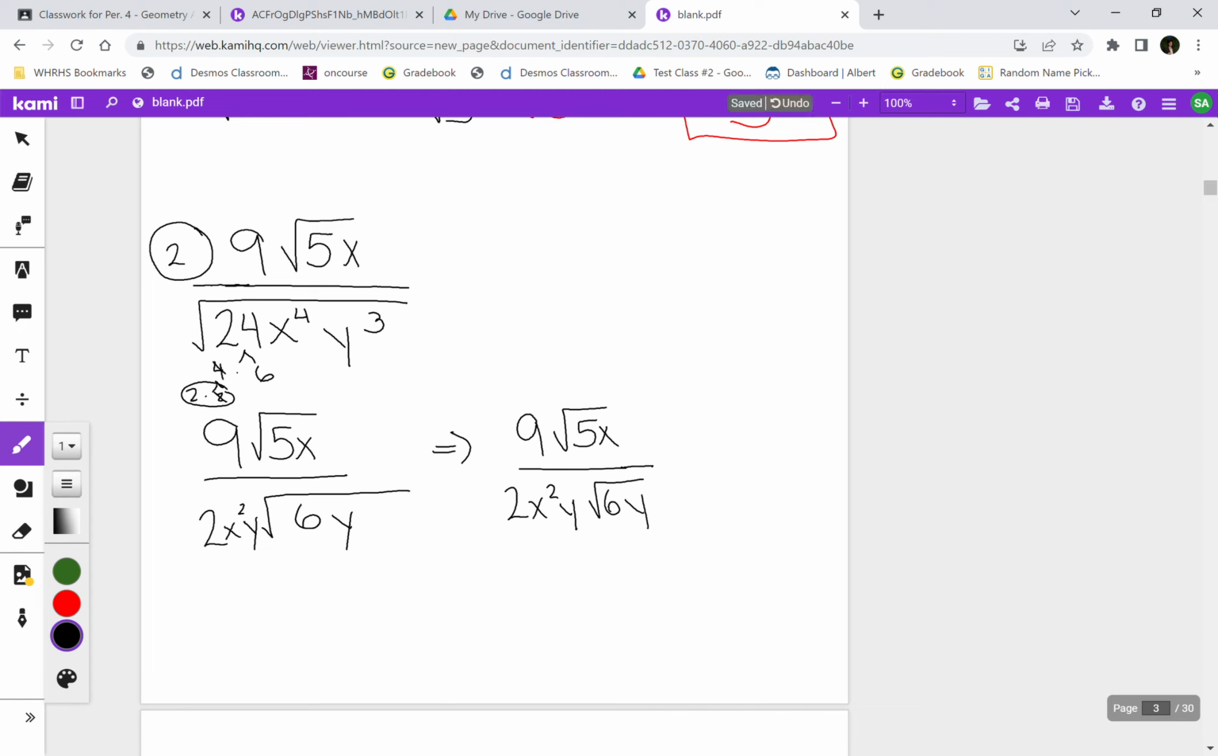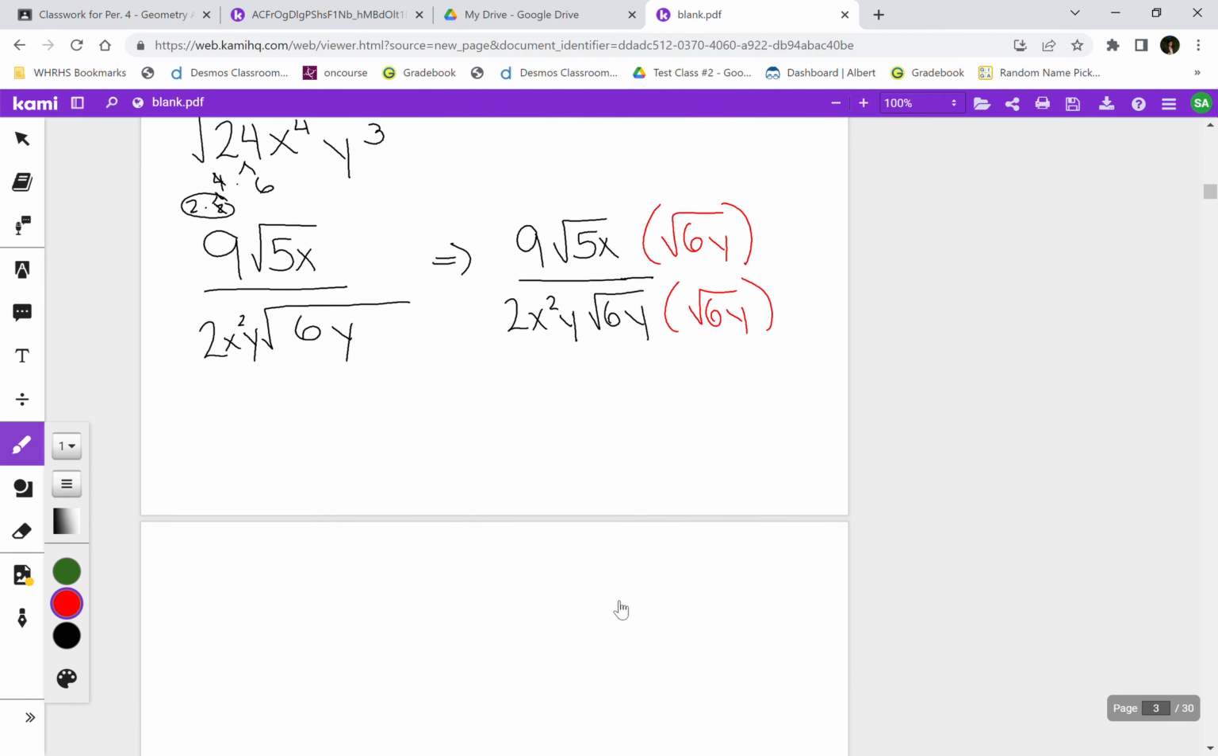Can I leave it like this? No. I'm going to look at my denominator, though. Is it still a monomial? Yeah, it's still a monomial. There's no plus or minus sign, so we're good to do what we've been doing. I need to get the radical out of it. So I'm not going to multiply by that whole 2x squared y root 6y. I only need to multiply by root 6y. So we're going to multiply the bottom by root 6y, and we're going to multiply the top by root 6y.